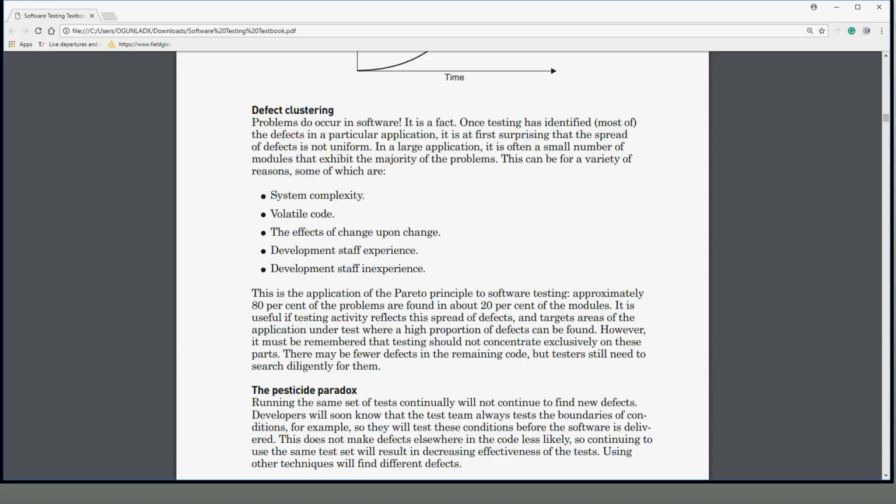So this is one of those techniques. You need to know what the clustered areas are that are prone to bugs, so you first attack those ones. And you need to know, okay, what are the reasons for the bugs to cluster in that area?